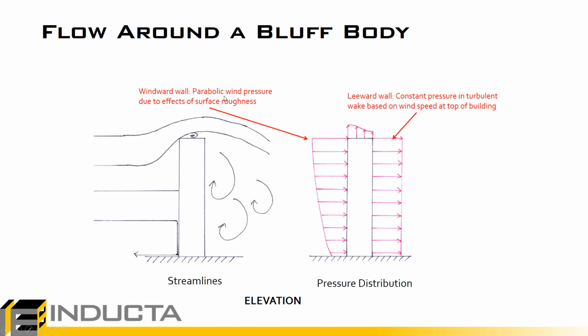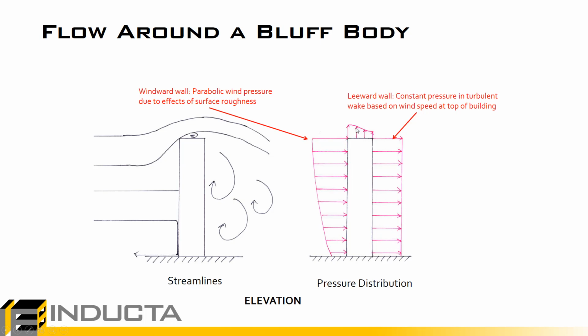So parabolic distribution, this is caused by the effects of surface roughness. So closer to the surface, closer to the ground, the wind flow is slowed, so the wind force is lower. And the further away we get from the ground, the higher the wind speed, the higher the force. The leeward wall, the constant pressure, basically this is governed by the wind speed at the top of the building. This generates this turbulent wake, which generates sort of a constant suction on the back of our building.